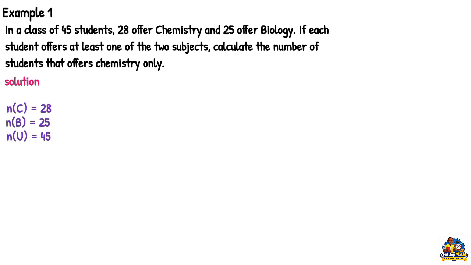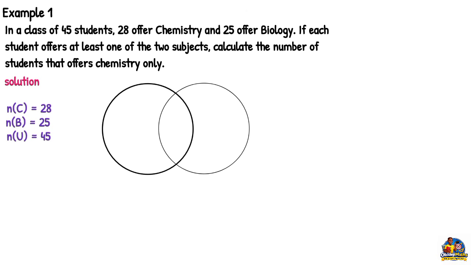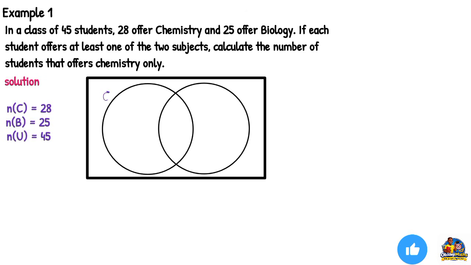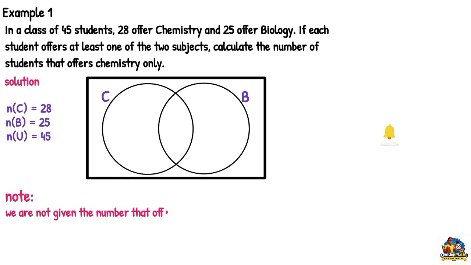Now, let us draw the Venn diagram. We are having 2 sets. Let us have the box, which represents the universal set. Don't forget, the universal set is equal to 45. The first set is C. The second set is for biology. The 2 sets intersect each other. Note that we are not given the number that offers both subjects, and that is where your calculation must start from. So let x represent it. Put x at the center, the intersection of C and B.